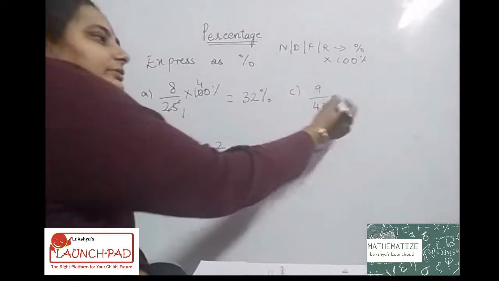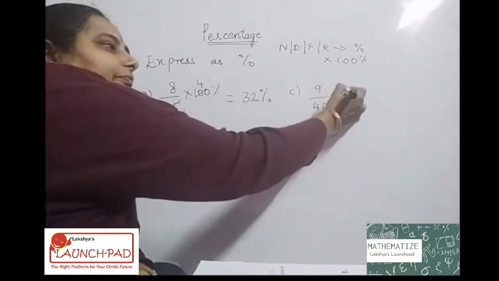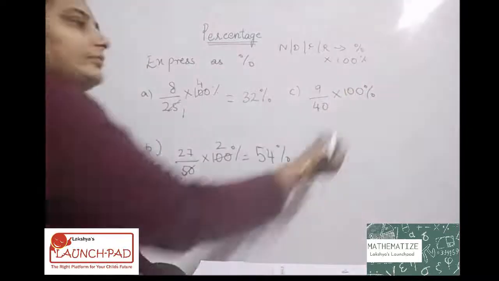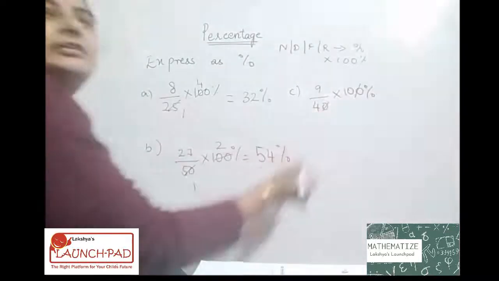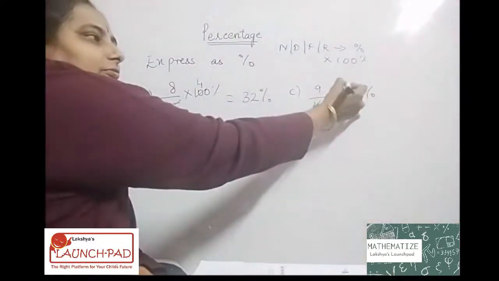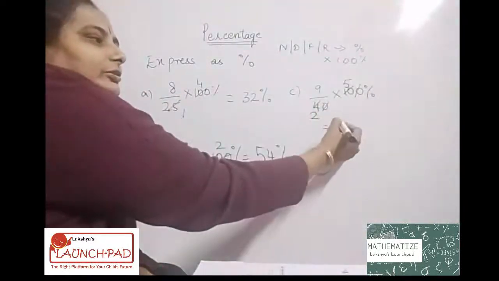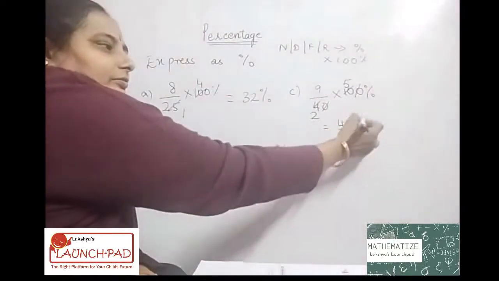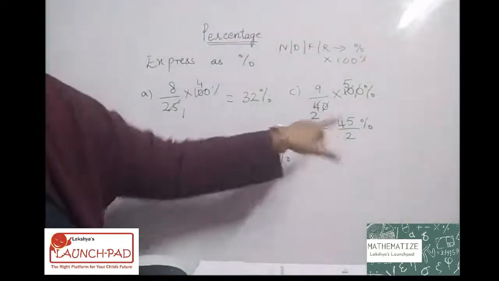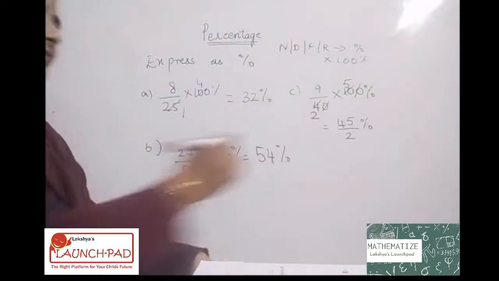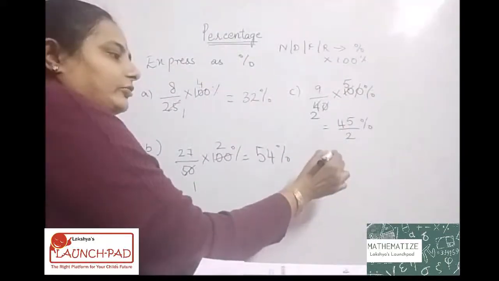Pradyuta, tell me this. First, you must multiply it by 100. So it is 0 gets cancelled. So 2 twos are 10, twos fives are. So the answer is going to be 45/2%. But can we make it into a mixed fraction or a decimal? What will we do? What is the mixed fraction for this? 45/2.